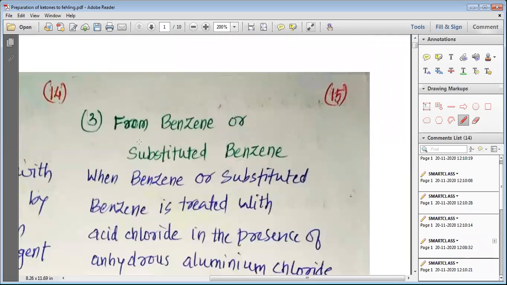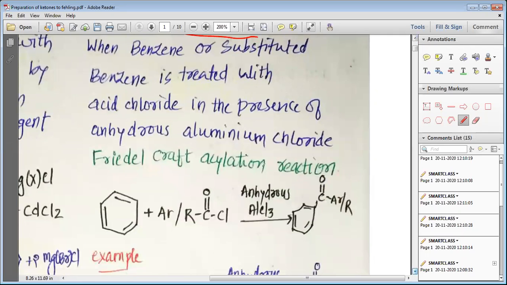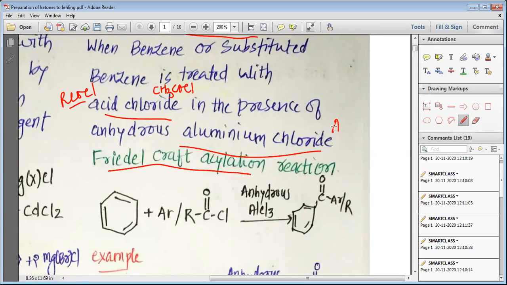Now, my dear students, we can prepare from benzene or substituted benzene. So if you want to prepare a ketone, generally the phenyl ketone, from benzene or substituted benzene, we generally use the Friedel-Crafts reaction. In Friedel-Crafts reaction, when benzene or substituted benzene is treated with acid chloride, that is your CH3COCl or RCOCl, in the presence of anhydrous aluminum chloride, which is your AlCl3.